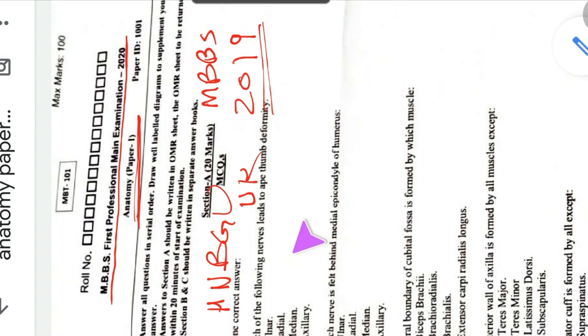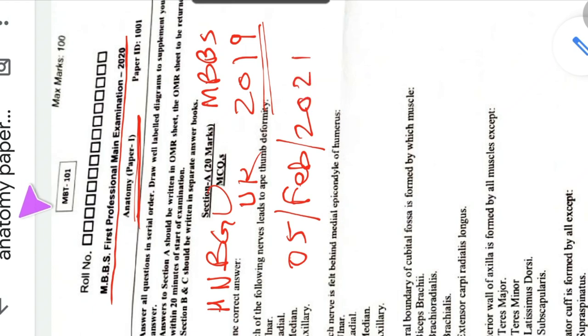This exam was conducted on 5th of February 2021. This is anatomy paper 1, and it was of 100 marks. Here it was section A, which is of 20 marks. So 20 questions, MCQs, 20 marks, and I'm going to solve all these MCQs for you all to check your answers, and for the upcoming new batches, they can learn from this. Okay, so let's start solving.